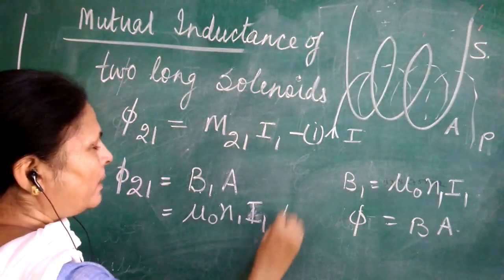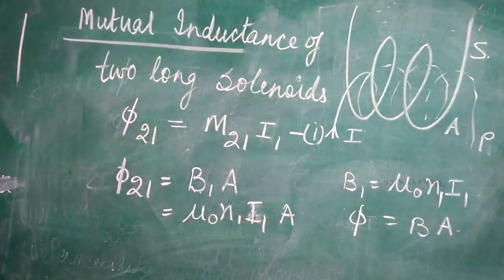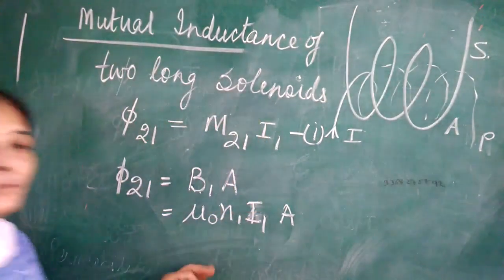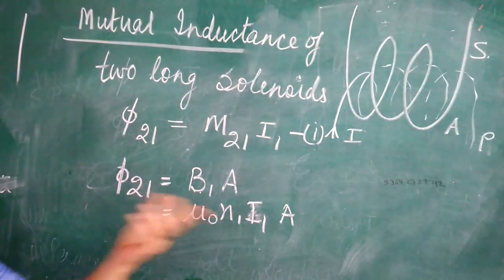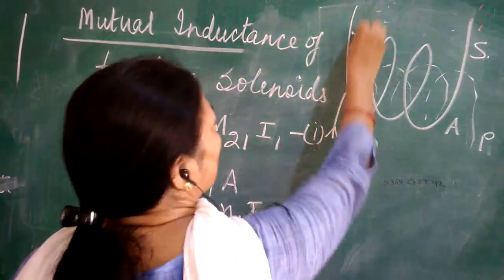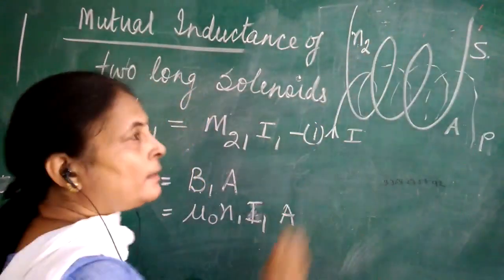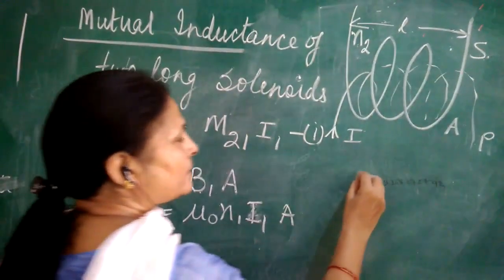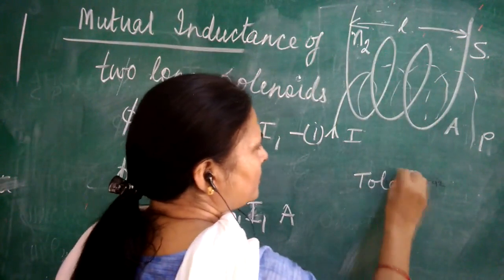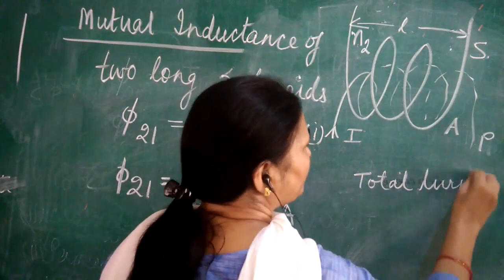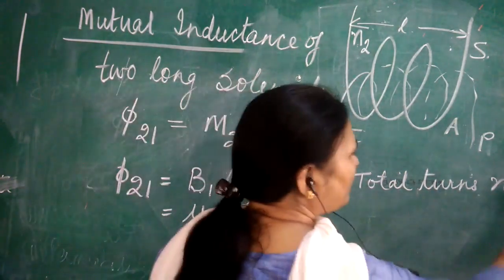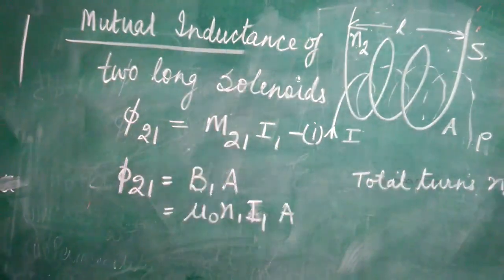I1 multiplied by A. Now this N1 is the number of turns per unit length of the first coil. If N2 is the number of turns per unit length for the second coil and the length of the solenoid is say L, then in that case the total turns is equal to N2 multiplied by L.